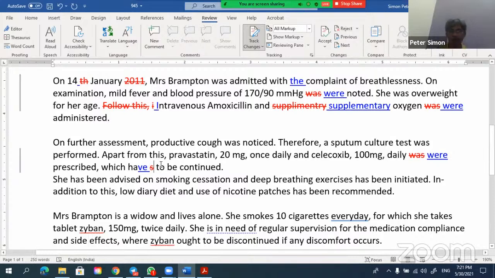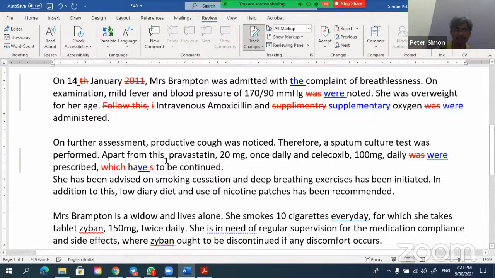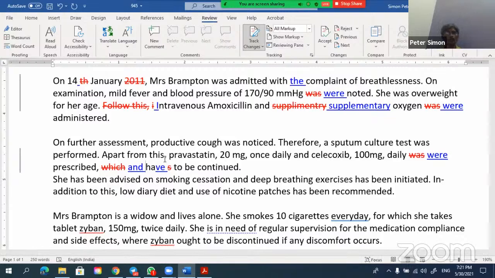So two things. You cannot use "which", a relative pronoun; it comes next to the word. Were prescribed and have to be continued. You can use the word "and" here. You cannot use "which", because it is a relative pronoun. Need to be continued or have to be continued. Yes. Or, apart from this, both pravastatin 20 mg once daily and celecoxib 100 mg daily were prescribed. So both were prescribed and have to be continued. Like that also you can say. Okay.